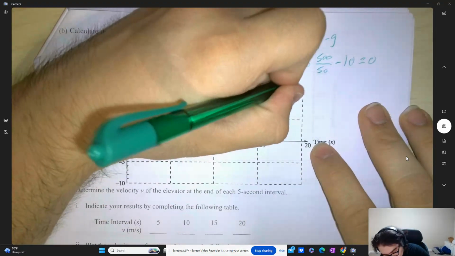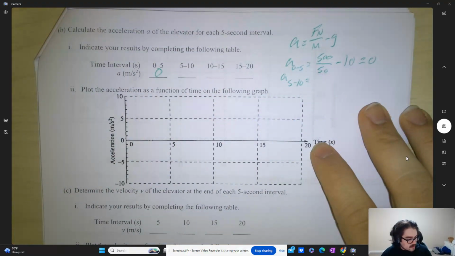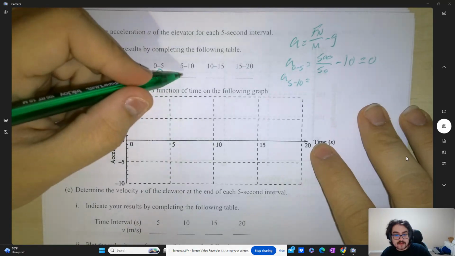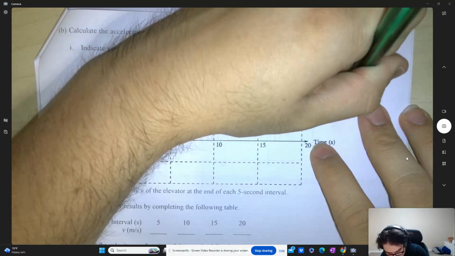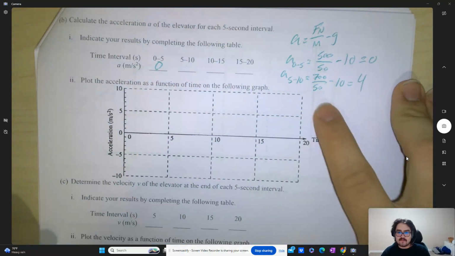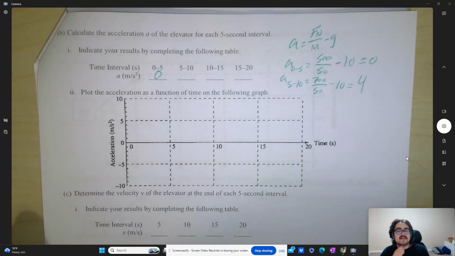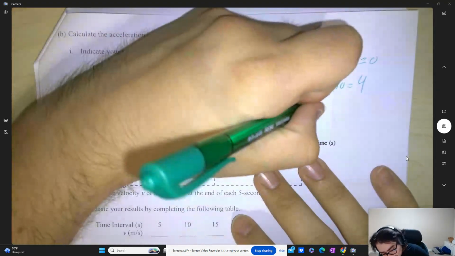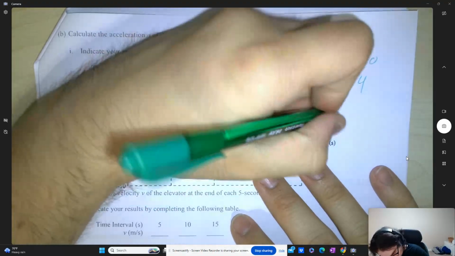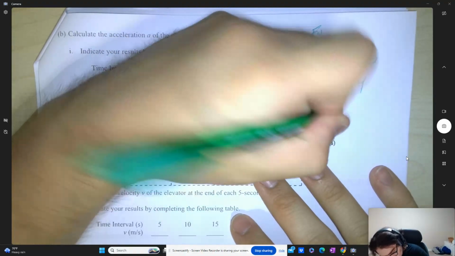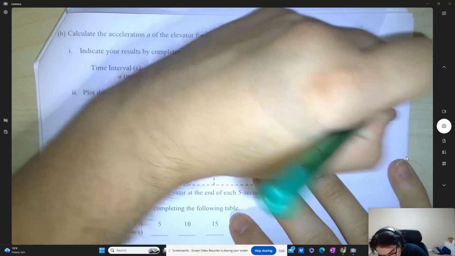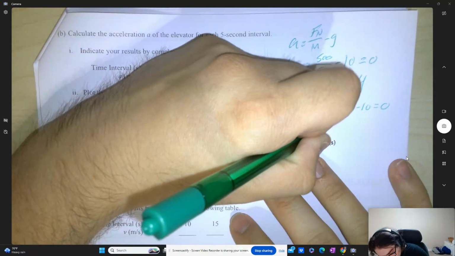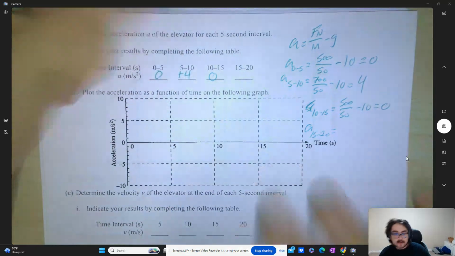What about the second segment, from 5 to 10? The force reading on that one is 700, over 50 minus 10. 700 divided by 50 is 14, minus 10 is 4, so it should be a positive 4 right there. For 10 to 15, it's still 500 over 50 minus 10, which we saw earlier was 0. And then to get the final one, from 15 to 20, and by the way, I'm getting all these values from the graph.